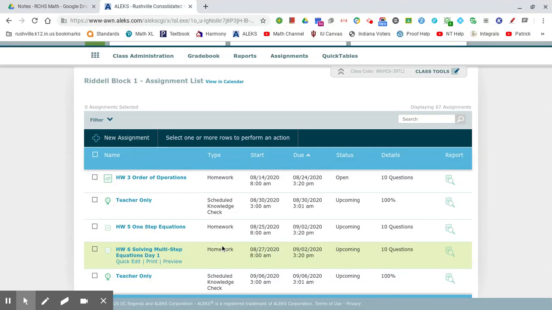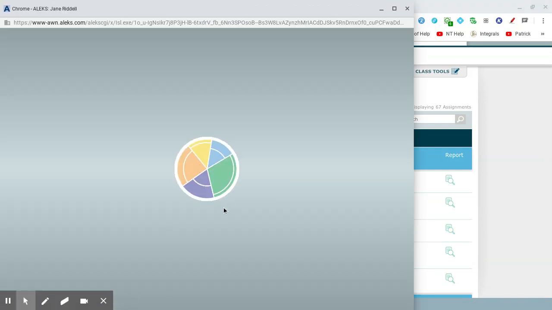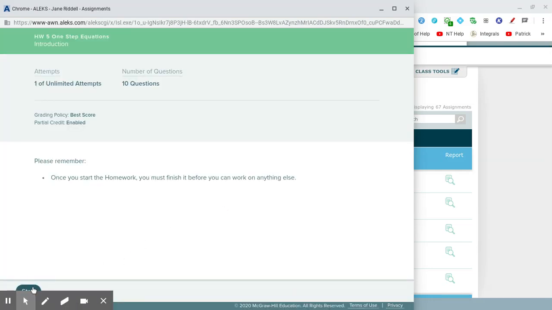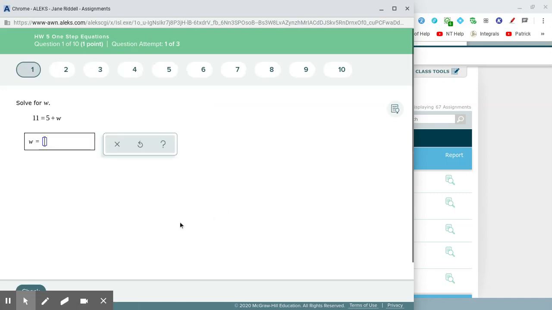Hello, students. We are now into the unit of solving equations. So I'm going to look at the most basic type of equations that we can solve today. These are going to be what are called one-step equations. Why are they called one-step equations? Well, because we should be able to solve them in just one step.